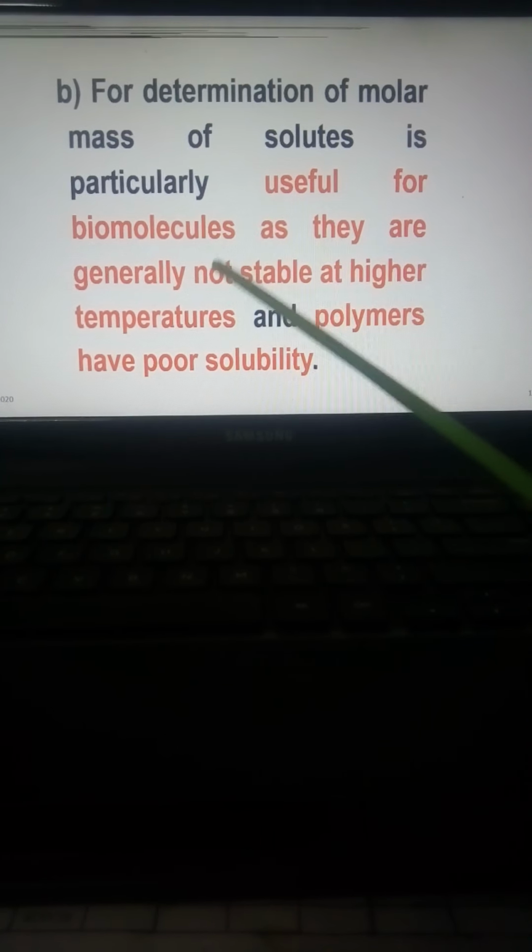In the case of the elevation of boiling point, we have to boil the solution. But if we use the phenomenon of osmosis, we can measure at room temperature, and biomolecules are not stable at higher temperature. Biomolecules means polymers, which also have poor solubility. This way osmotic pressure has a little bit of advantage over the other methods for calculation of the molar mass.